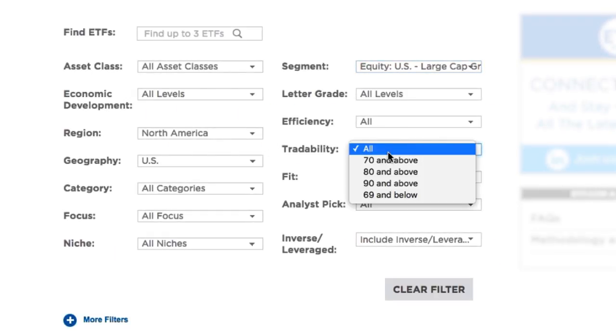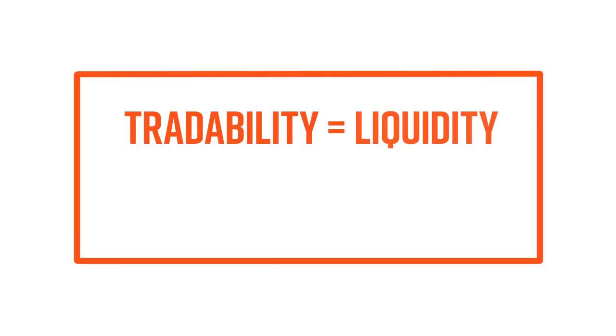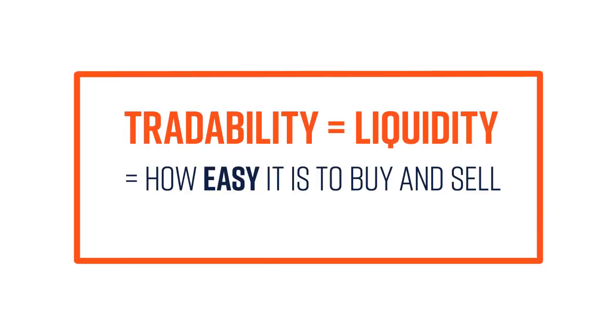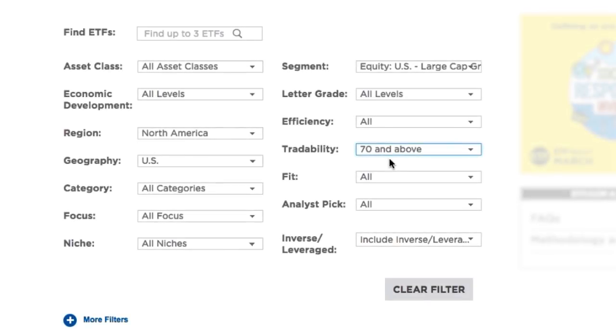Next, I can set tradability to 70 and above. Tradability, or liquidity, means how easy it is to buy and sell this fund. This indicates interest from other investors in the fund. I'd look for funds with high trading volume to be able to sell the fund when you want to exit.